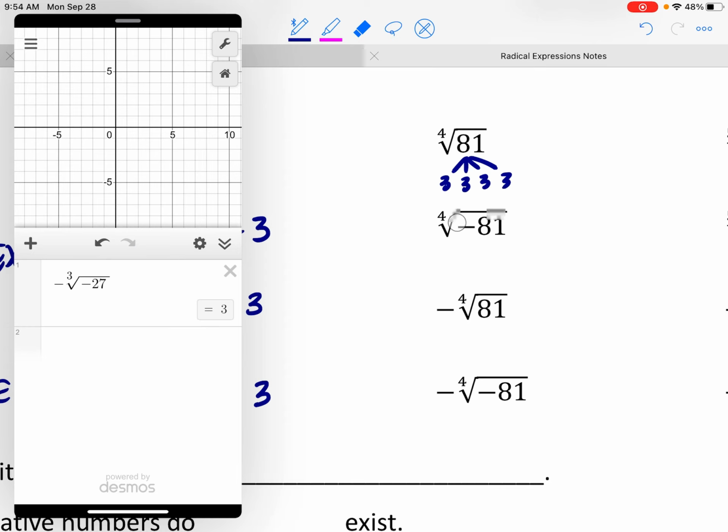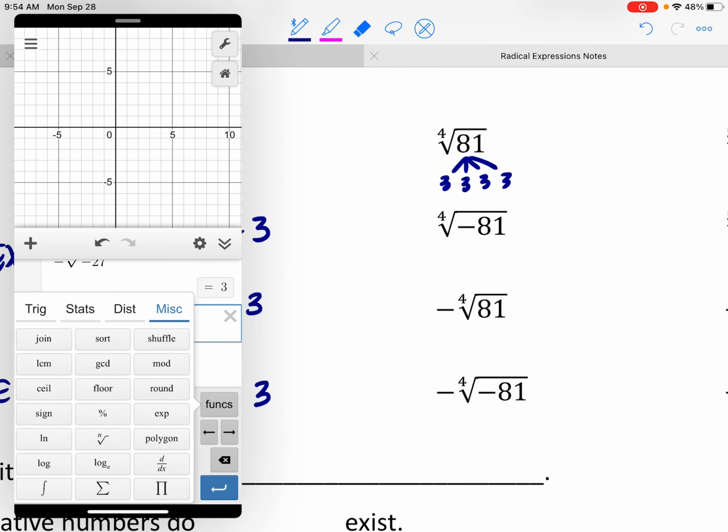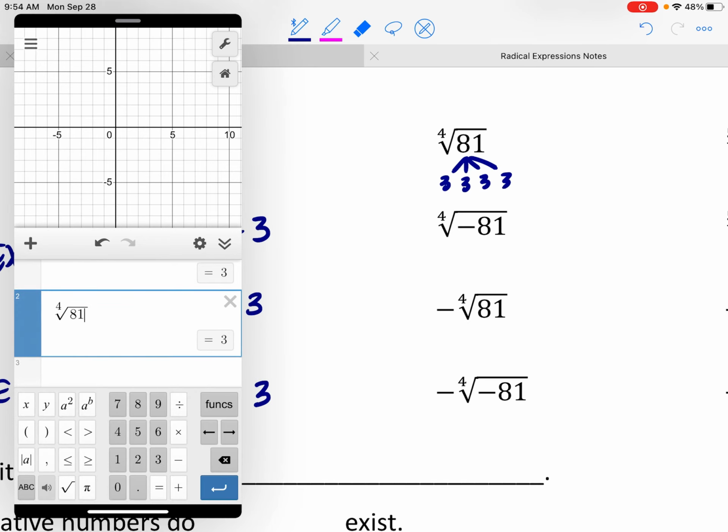Again, if you weren't sure, 4th root of 81, again, functions, and then miscellaneous. So let's do the 4th root of 81 just to confirm. And that's going to be, again, 3. And what's going to happen if we put in a negative with that 81? Well, that's, again, going to be undefined. This does not exist for the same reason the square root didn't exist.